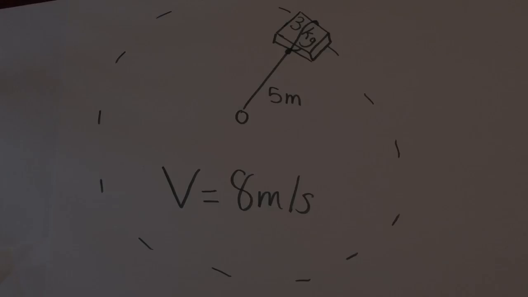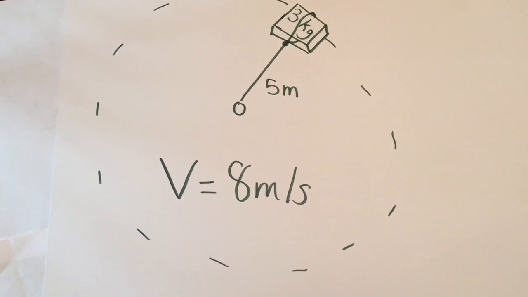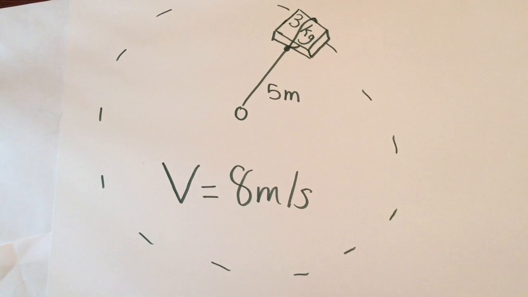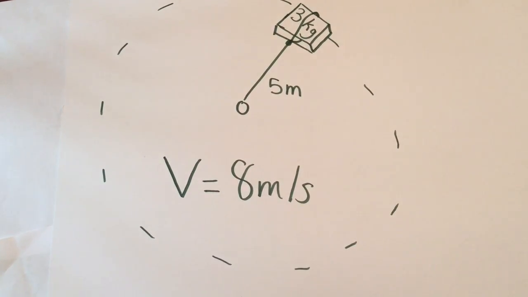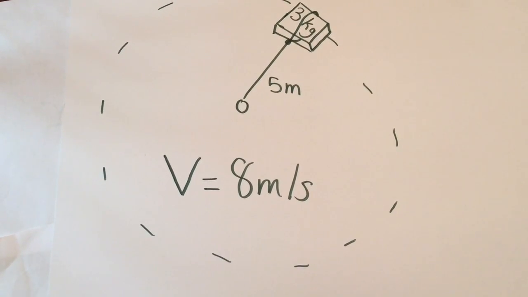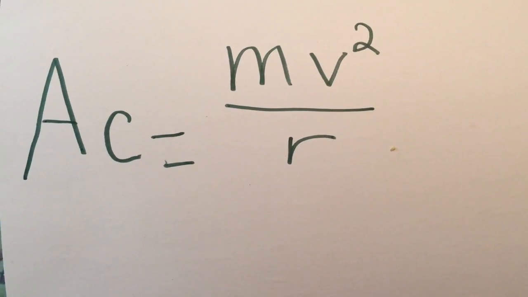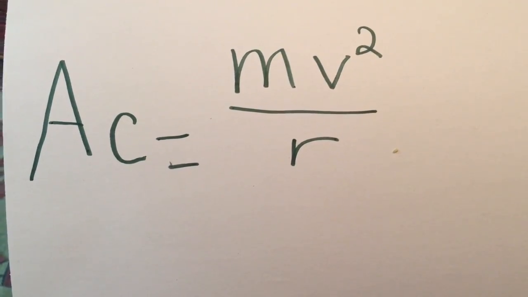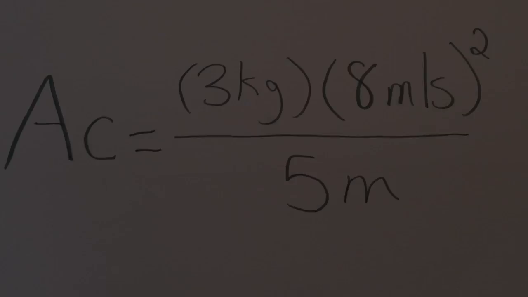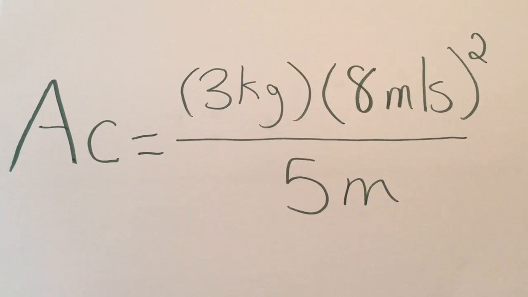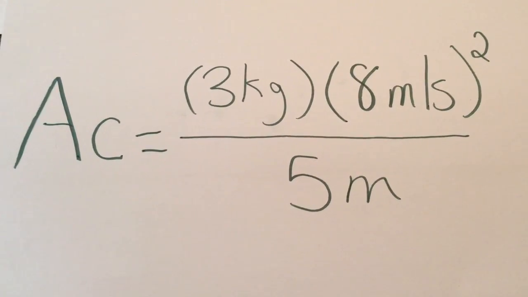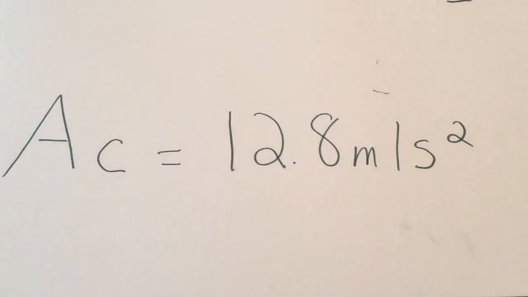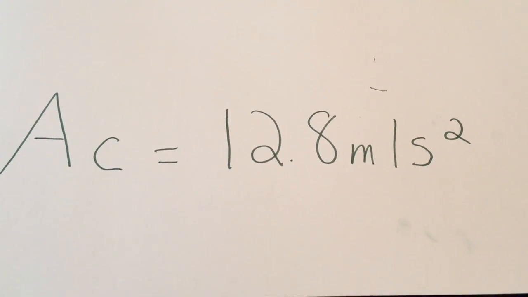For the last problem in this video, we're going to learn how to use the centripetal acceleration formula. For this problem, we're going to be finding the centripetal acceleration. If a 3-kilogram block is moving in a circle with a 5-meter radius and a velocity of 8 meters per second, what's the acceleration? First step is to write out our equation, m times v squared over r. Next, fill in with your numbers. Make sure that you square the 8 when you multiply everything. After multiplying everything, you will get 12.8 meters per second.